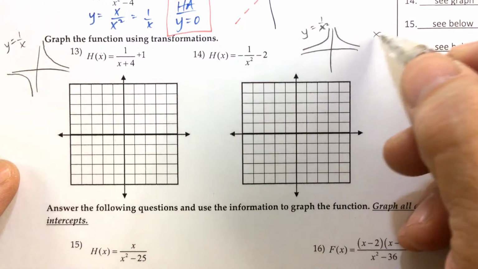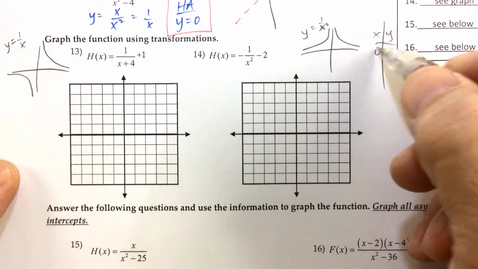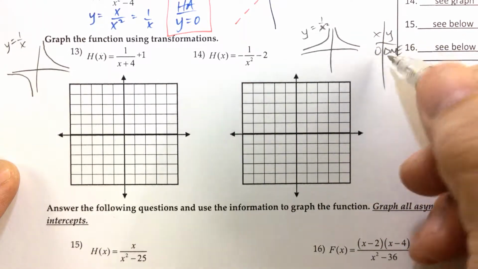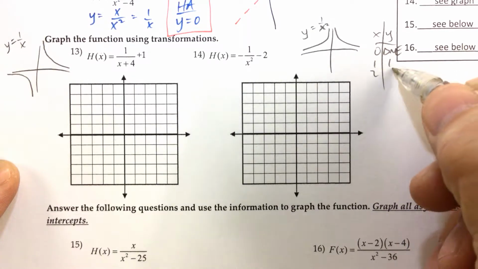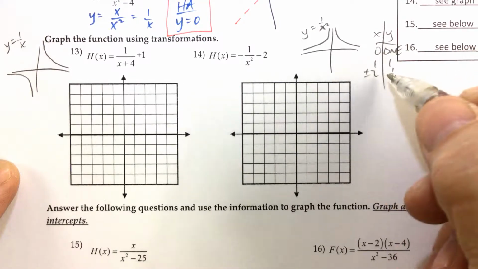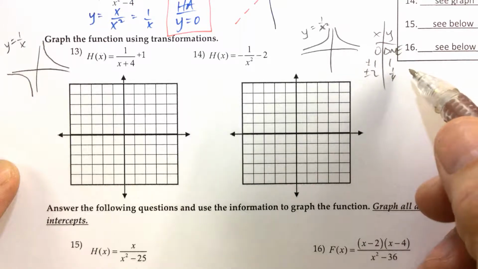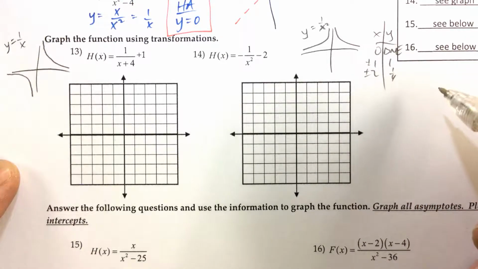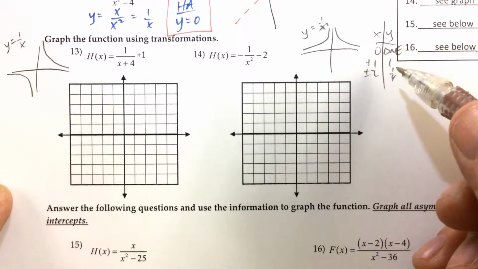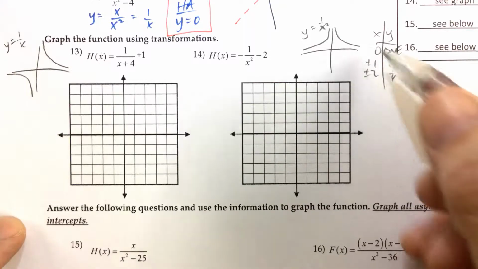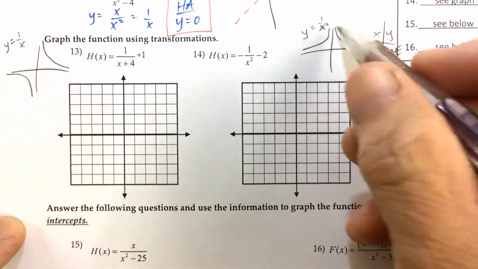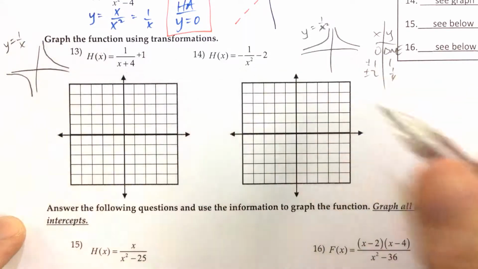But you can always plot points. I mean, 0 does not exist, and then 1, 1, 2, 1/4, and so forth. So plus or minus 2, plus or minus 1, and so on. So you can always create an XY chart, figure out what the Y coordinates are, given X coordinates, and then plot all the dots, and then connect the dots, and you get these graphs.